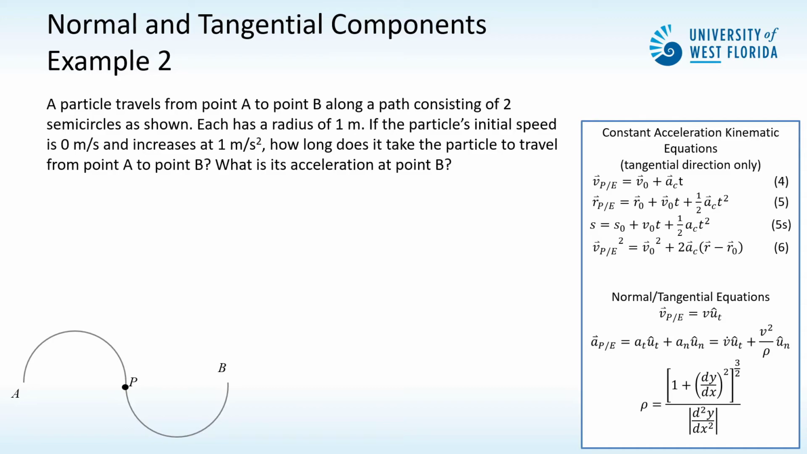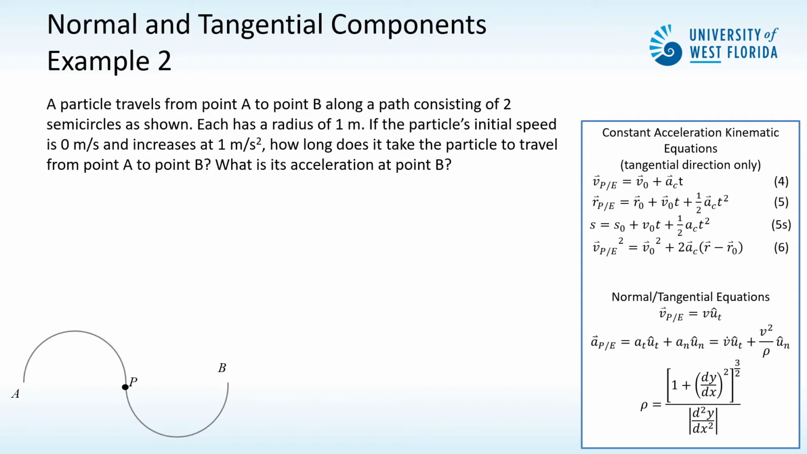Let's do one more example. A particle travels from point A to point B along a path consisting of two semicircles as shown. Each has a radius of 1 meter. If the particle's initial speed is 0 meters per second and increases at 1 meter per second squared, how long does it take the particle to travel from point A to point B? And what is its acceleration at point B as viewed from an Earth-fixed reference frame?